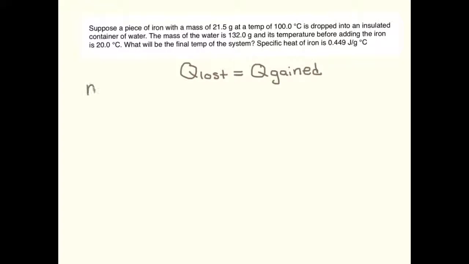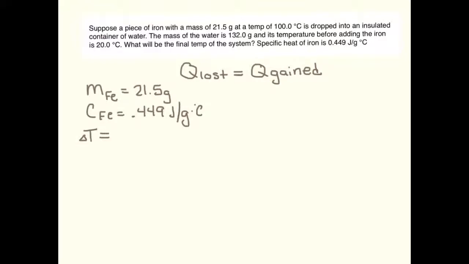As with all problems, we want to list out all of the information that we know before we begin plugging in numbers into an equation. We know that the mass of iron is 21.5 grams. We also know that the specific heat of iron is 0.449 joules per gram degrees Celsius. We're looking for the temperature change, and in order to do this, we need to know the final temperature. That is going to be our unknown variable in our equation.